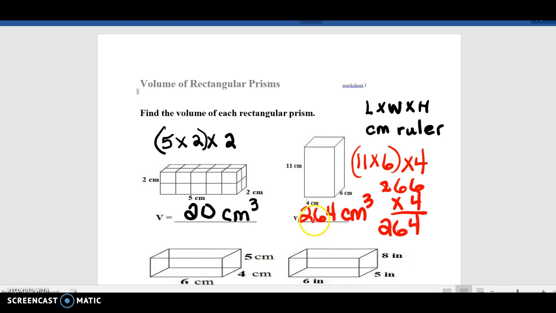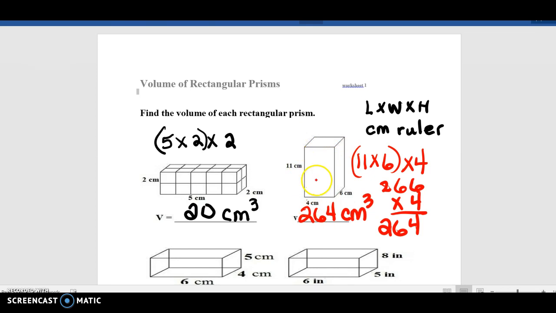Now you notice on this figure, they don't show the cubes. But again, if I got the little plastic cubes that are a centimeter on all sides, I would need 264 of those cubes to build this figure and take up that much space.